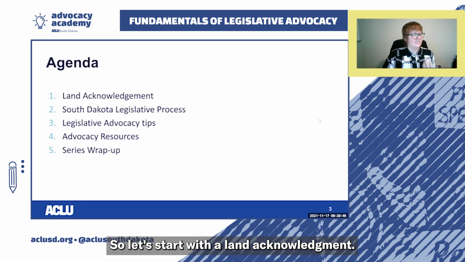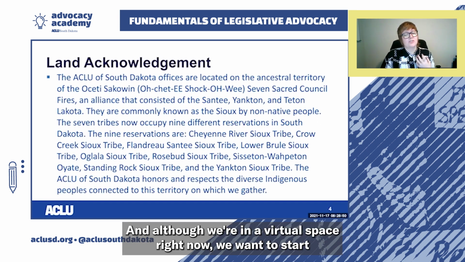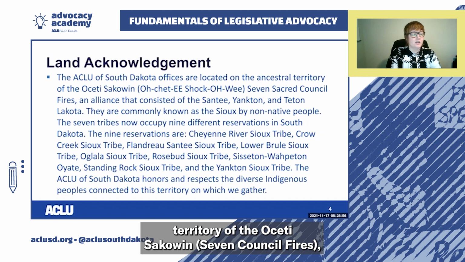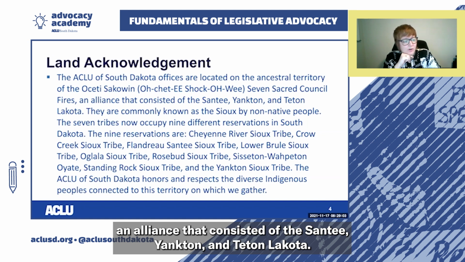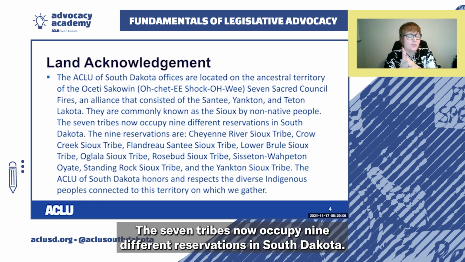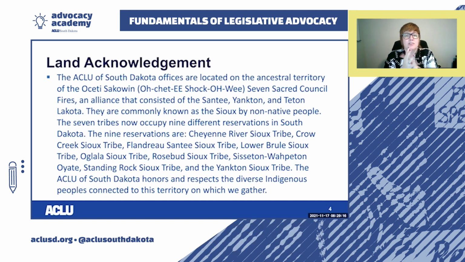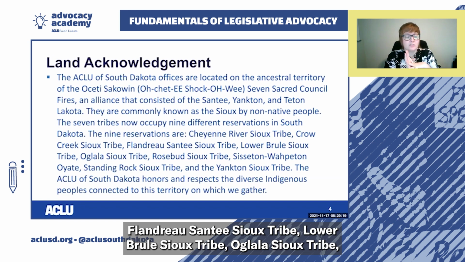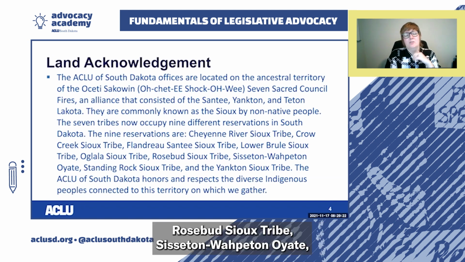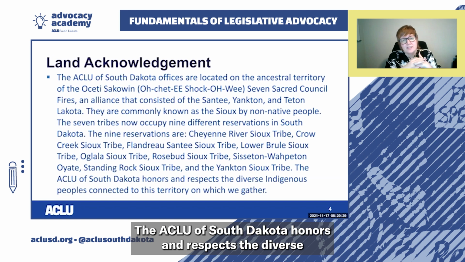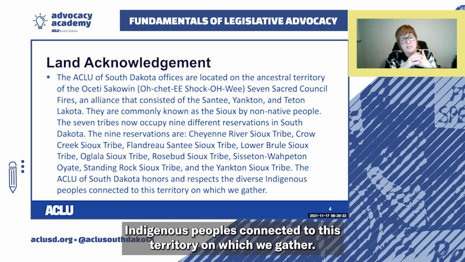So let's start with a land acknowledgement. Although we're in a virtual space right now, we want to start off with a land acknowledgement. The ACLU of South Dakota offices are located on the ancestral territory of the Oceti Sakowin, the Seven Sacred Council Fires. That's an alliance that consisted of the Santee, Yankton, and Teton Lakota. They're commonly known as the Sioux by non-native people, and the seven tribes now occupy 9 different reservations in South Dakota. The 9 reservations are the Cheyenne River Sioux Tribe, the Crow Creek Sioux Tribe, Flandreau Santee Sioux Tribe, Lower Brule Sioux Tribe, Oglala Sioux Tribe, Rosebud Sioux Tribe, Sisseton Wahpeton Oyate, Standing Rock Sioux Tribe, and the Yankton Sioux Tribe. The ACLU of South Dakota honors and respects the diverse Indigenous people connected to this territory on which we gather.